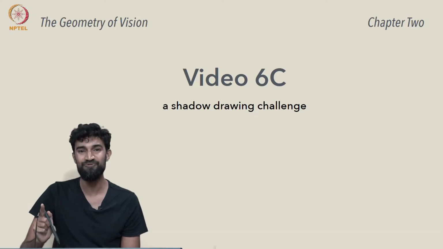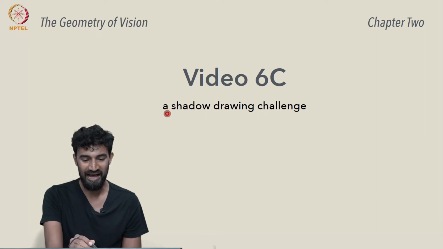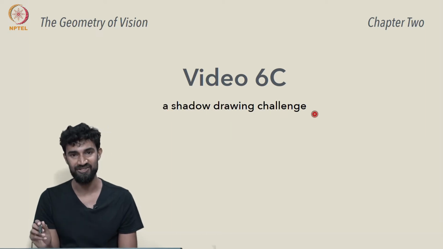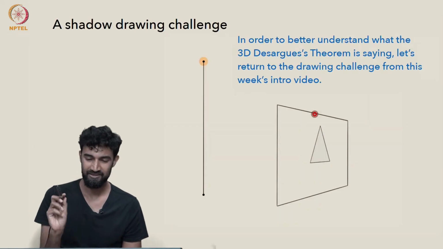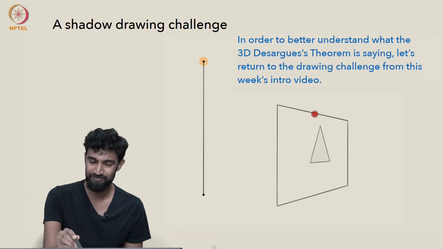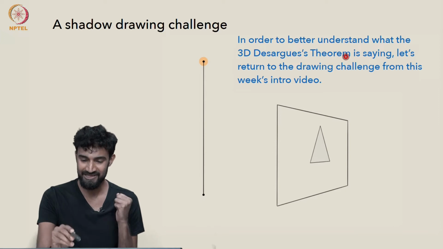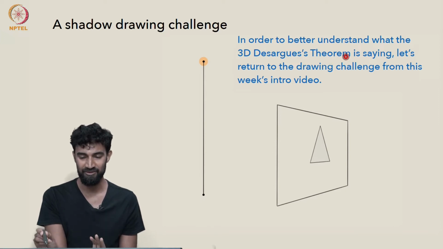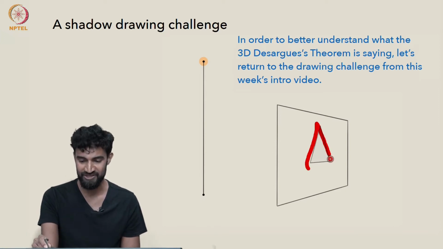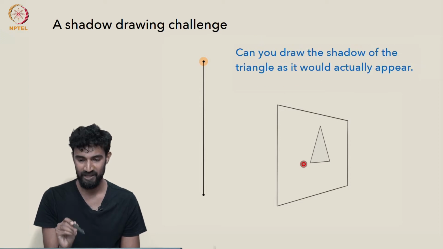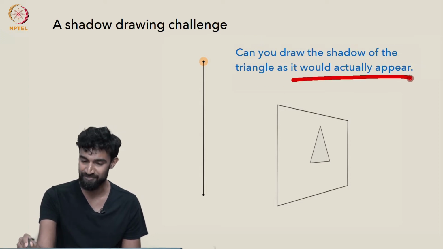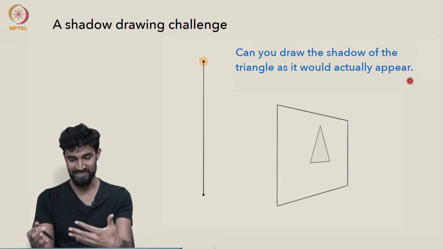So in order to prove the 3D version of Desargues' theorem, I want to return to the shadow drawing challenge from the intro video. In order to better understand what the 3D version is even saying, let's see if we can figure out how to draw the shadow of this triangle as it would actually appear if we were viewing this scene.